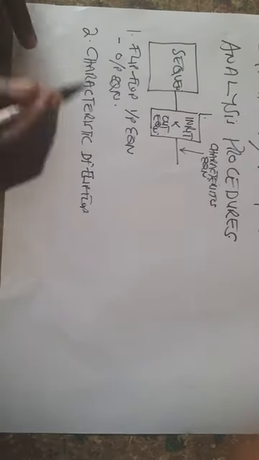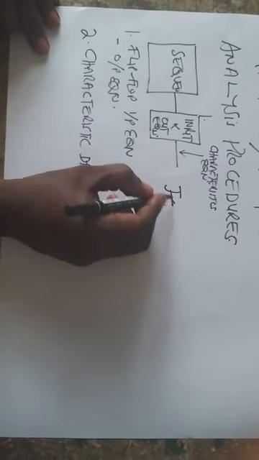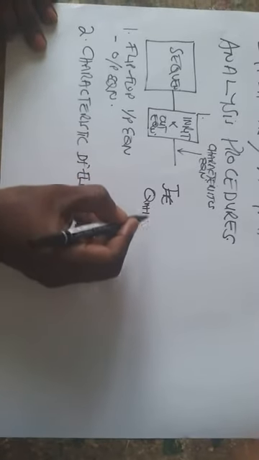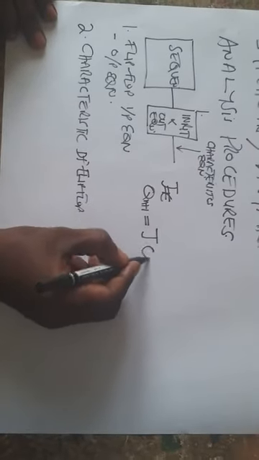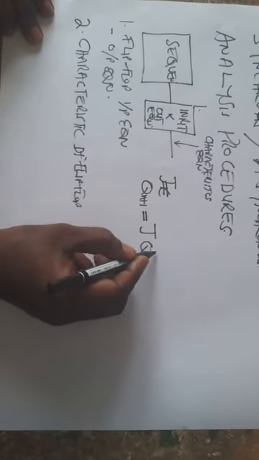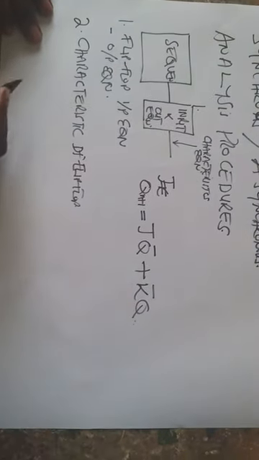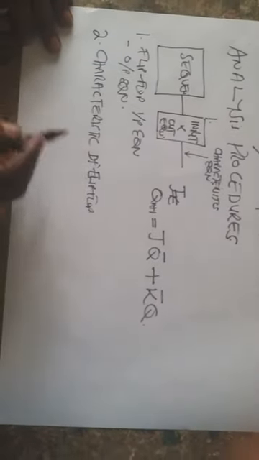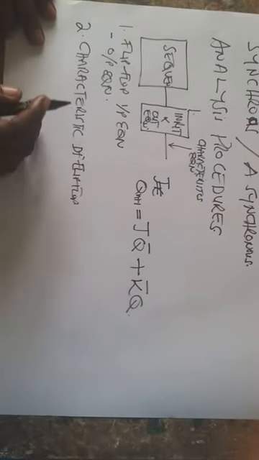So for example, for a JK flip-flop, we know that the characteristic equation is Qn plus 1 equals J Q bar plus K bar Q, right? So this is a typical characteristic equation for a JK flip-flop. This is our equation that takes us to the next state. You get it? Very good.